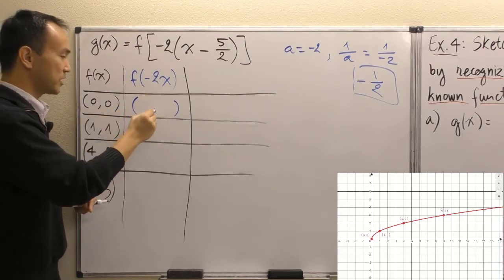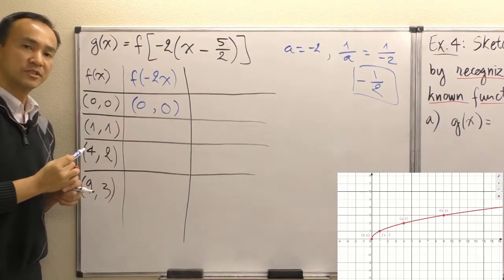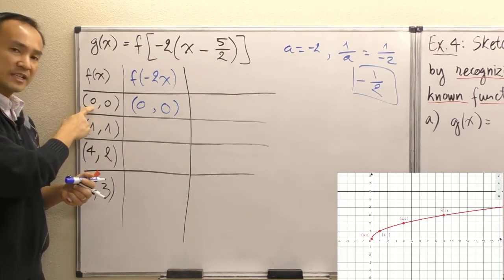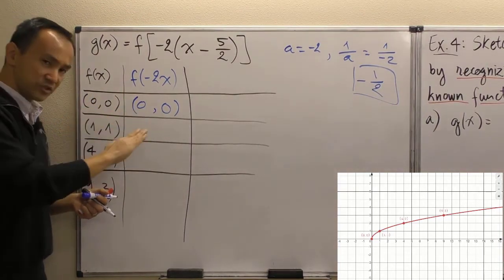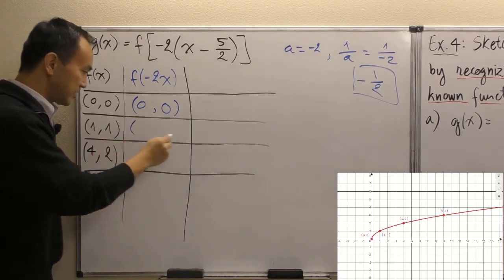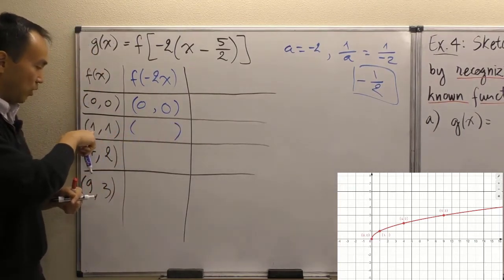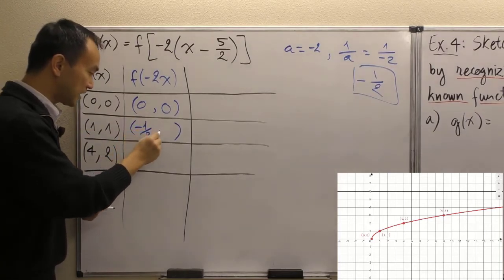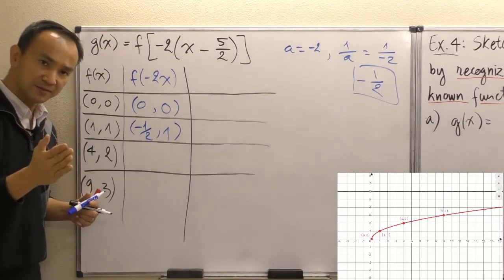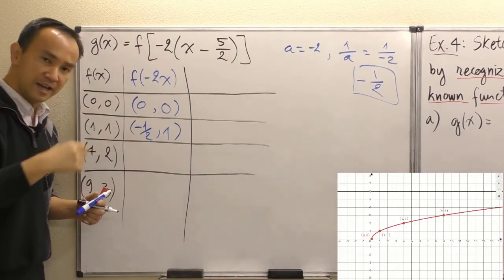The transformed point is 0, 0. Simply just that, because 0 for x multiplied with negative 1/2 gives me 0. The y value stays exactly the same. This next point here is 1, 1. Now it's transformed to negative 1/2, 1, because again, the x value was multiplied by negative 1/2.